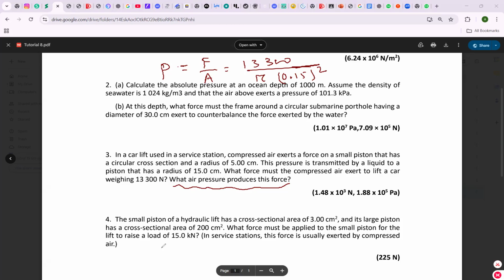I think we need to meet daily, otherwise we will be unable to complete that. 1.8 into 10 power 5, correct. Perfect. Very good. Now do question number 4.